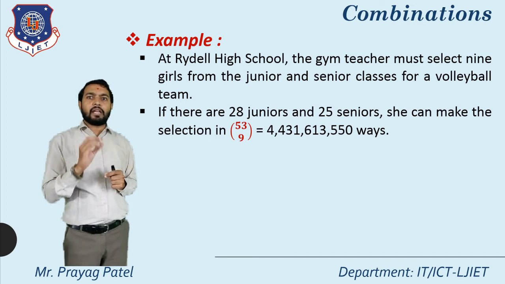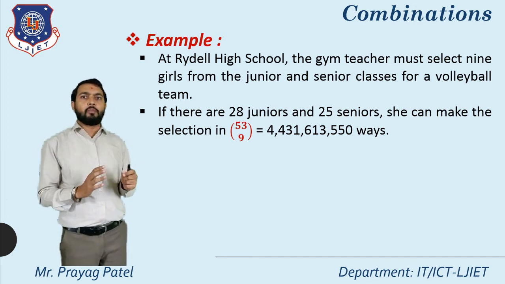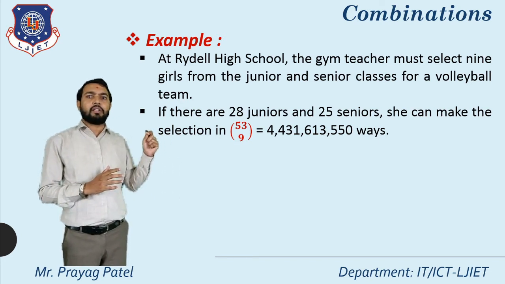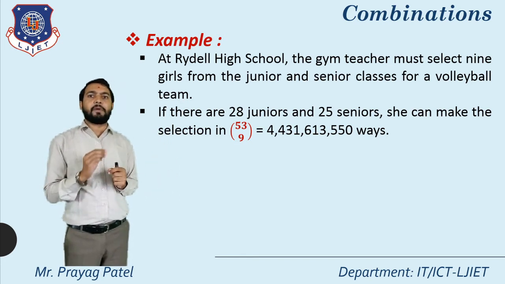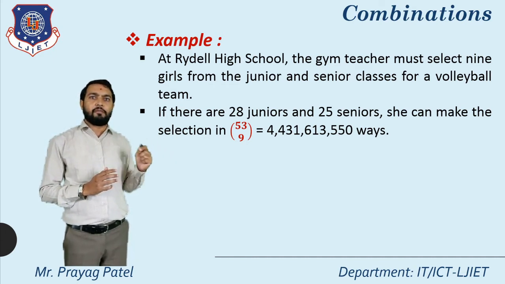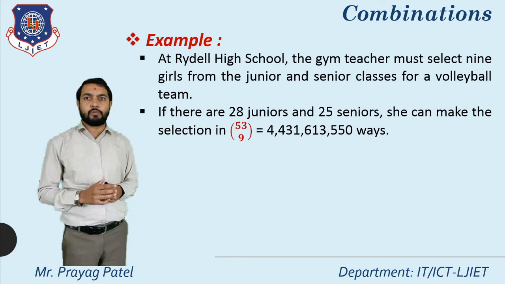Now you have to make a team of 9 students. Then the total number of students is 53 and you have to select only 9. Then 53 choose 9, that means C(53,9). That means 4,431,613,550 ways are possible.